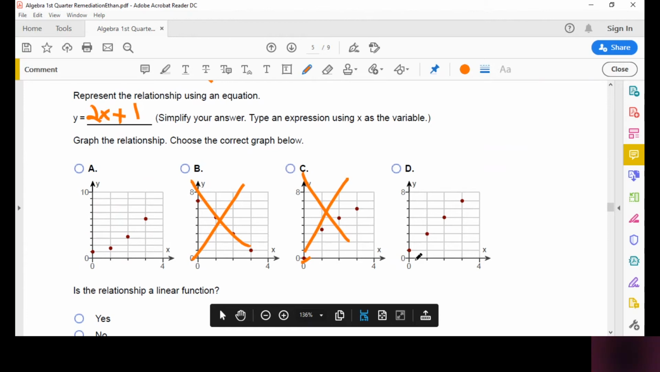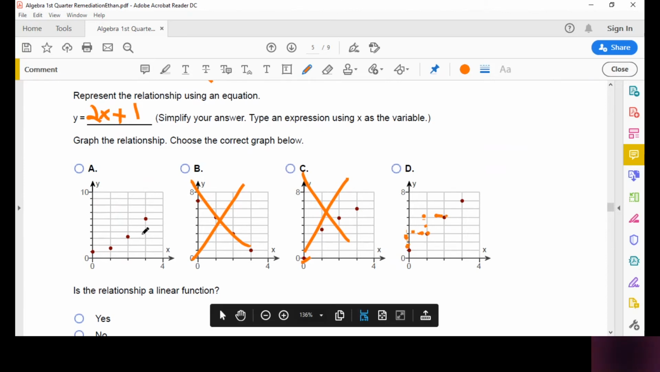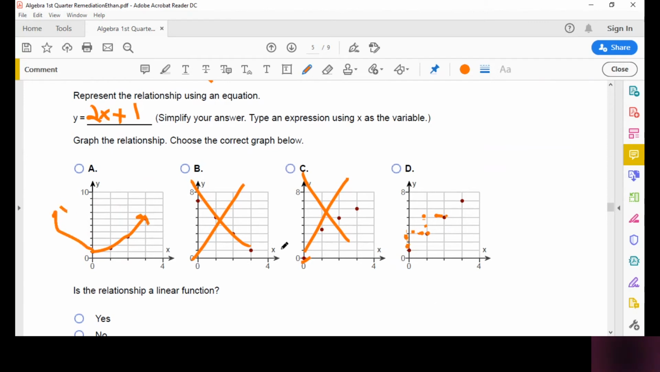Which one is actually a linear equation? It goes up 2, to the right 1. Up 2, to the right 1. This one doesn't. It doesn't follow that. This is probably, looking at it, half of a quadratic function. So it's this one, D.